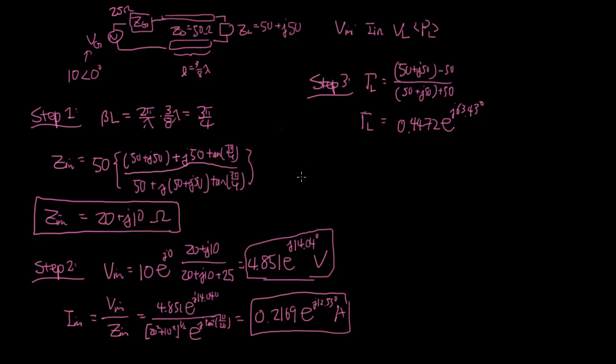Now with this reflection coefficient, you can then calculate the VSWR. I guess I didn't specify that you want to calculate the VSWR, but you might as well. And this is where having this 0.4472 magnitude in polar form pays off, because you can just directly pull that number out. It's 1 plus 0.4472 over 1 minus 0.4472, which is going to give you a VSWR of 2.62.